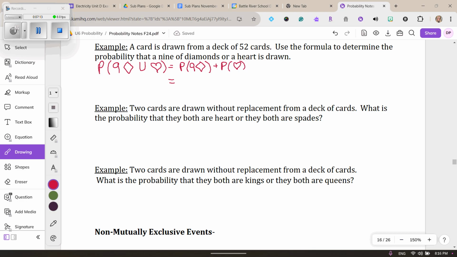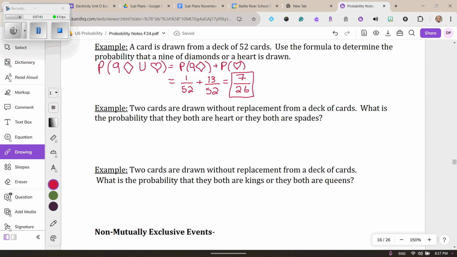So the 9 of diamonds, there is only one 9 of diamonds in a whole deck. And a heart, there are 13 out of 52 hearts. So we get 14 out of 52, which simplifies to 7 out of 26 for our probability of a 9 of diamonds or a heart.